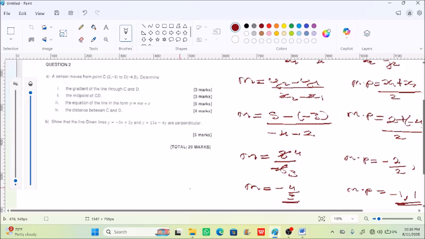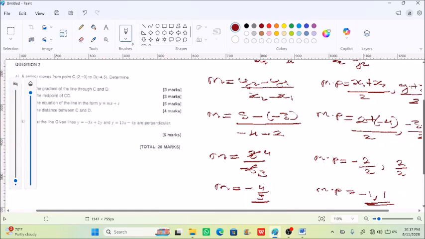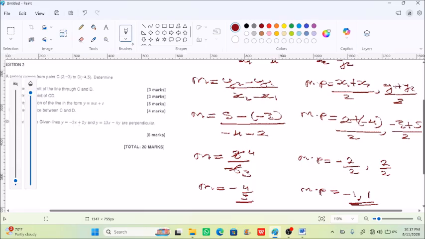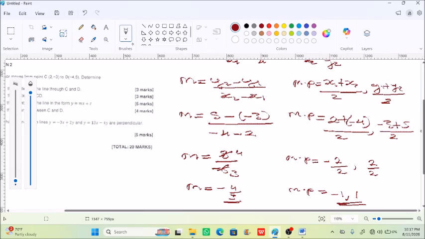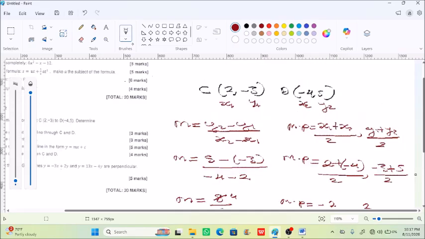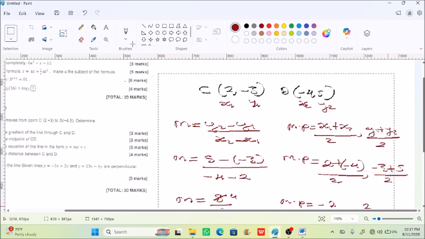Question 3: determine the equation of the line in the form y equals mx plus c. So we determine the equation of the line in that form. The equation of the line which they're talking about here is that of CD. Let me just erase the board so that we can have enough space. They want us to determine the equation of the line.